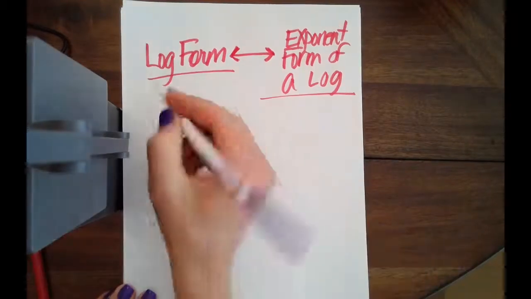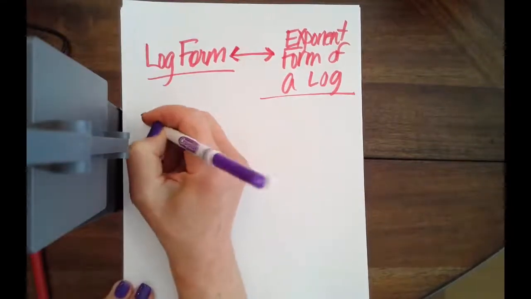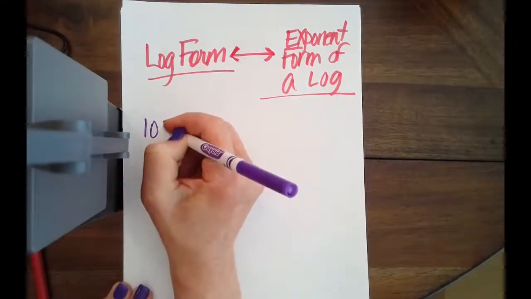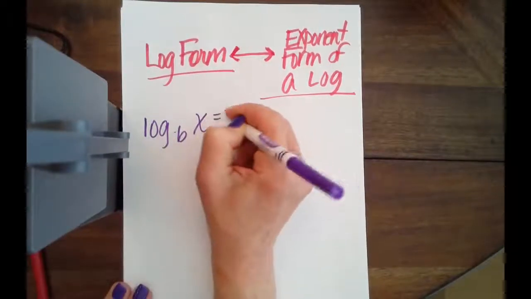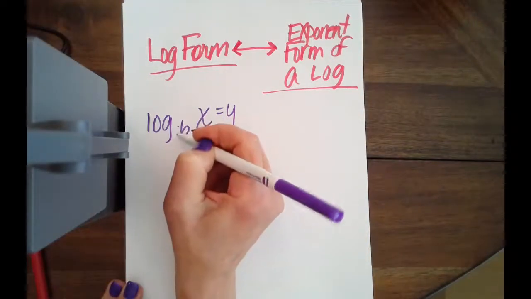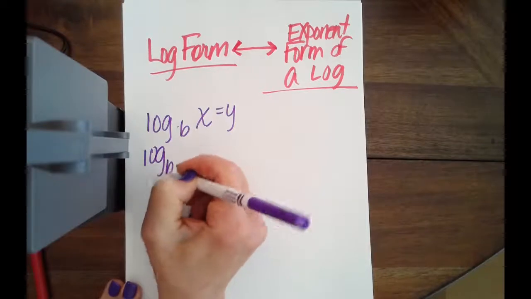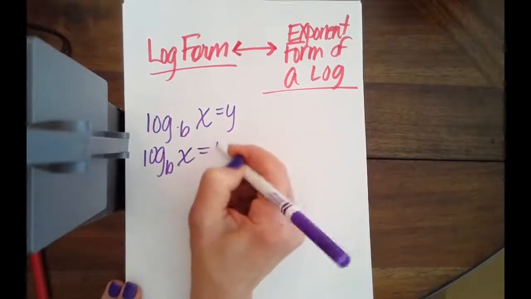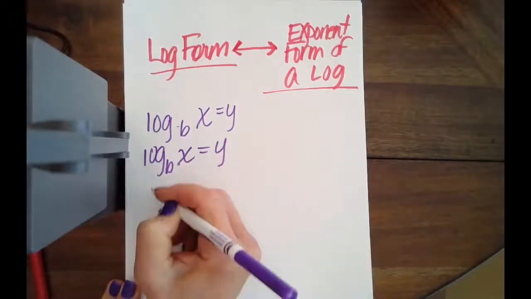In log form, I'm going to make a statement. I'm going to say log base b of x equals y. I'm going to show you how to say this. Now, this base is a subscript to the log. Let me write that a little bit better, guys. Log base b of x equals y. I'm going to write out the words of how you actually say this statement.